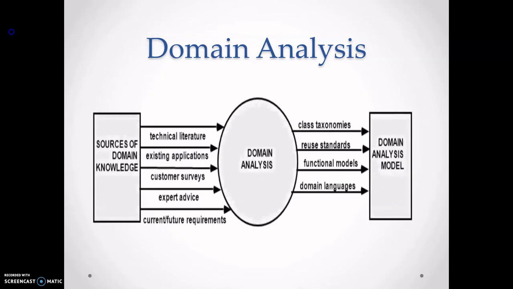Now there is a figure which illustrates key inputs and outputs for the domain analysis process. Sources of domain knowledge are surveyed in an attempt to identify objects that can be reused across the domain. So here there are technical literature, existing applications, customer surveys, expert advice, and current or future requirements which are passed to the domain analysis, and the domain analyst creates class taxonomies, reuse standards, functional models, and domain languages to create a domain analysis model.